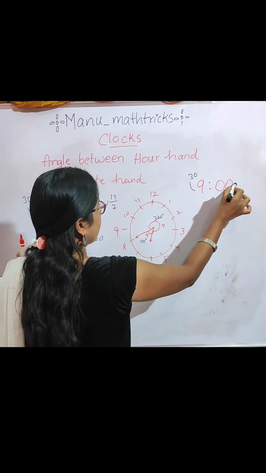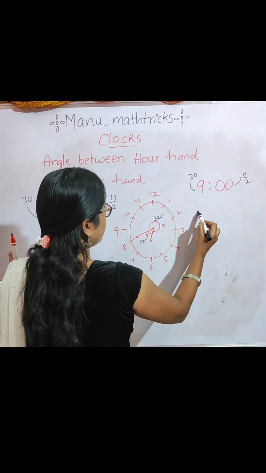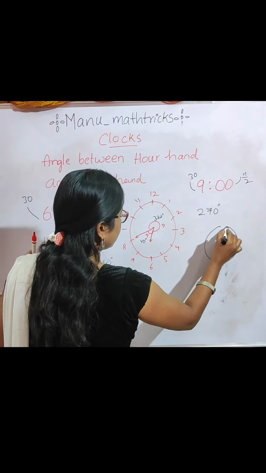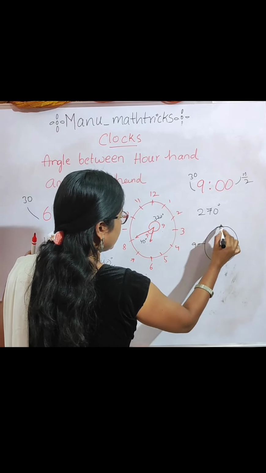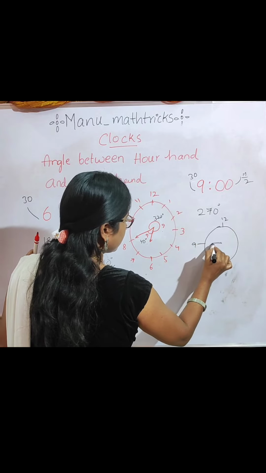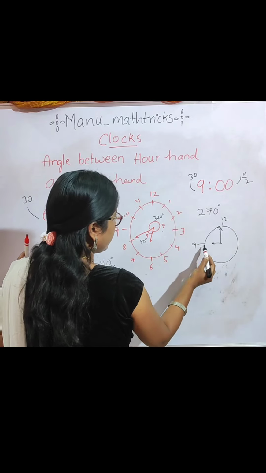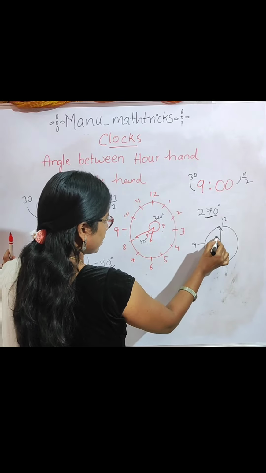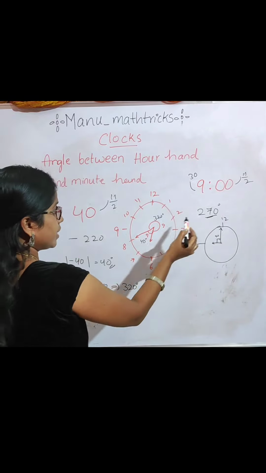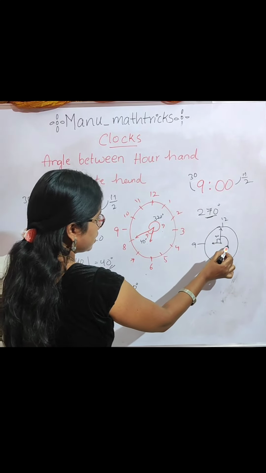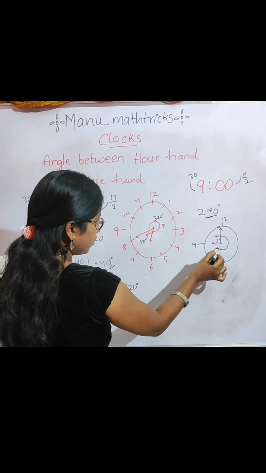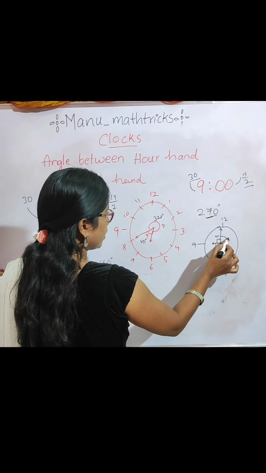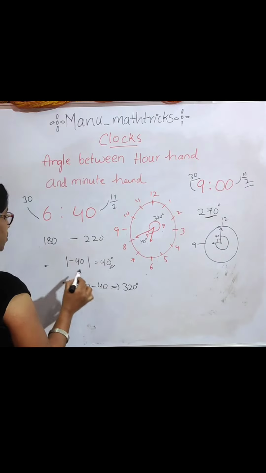Now consider the time 9 o'clock, just multiply with 30 and by 11 by 2. Here we get 270. Draw 9 and 12 and represent 9 o'clock. Here 270 degrees is showing the angle. This is 90 degrees, but we are getting 270 degrees. Here 270 degrees is the angle between minute hand to our hand. Actually by using this formula we get the angle which is from minute hand to our hand.